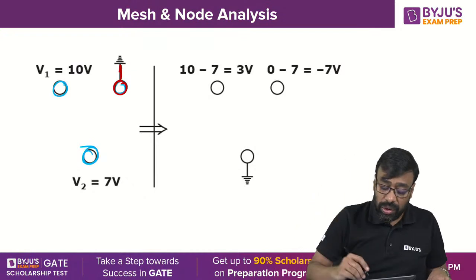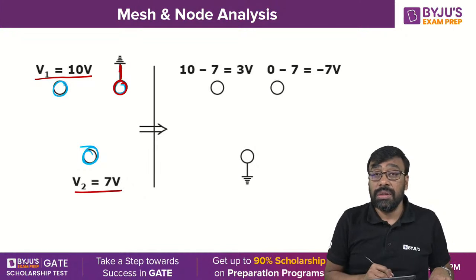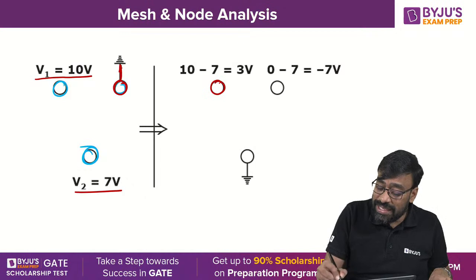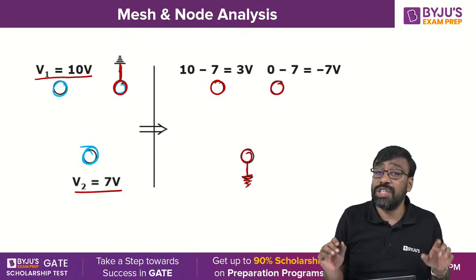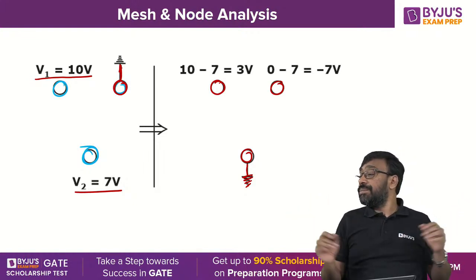Assume that you solve the problem and you got finally V1 is equal to 10 volts, V2 is equal to 7 volts. But now I am interested to find the voltages at these 2 nodes by taking this bottom node as a reference node. Is it really possible or not?